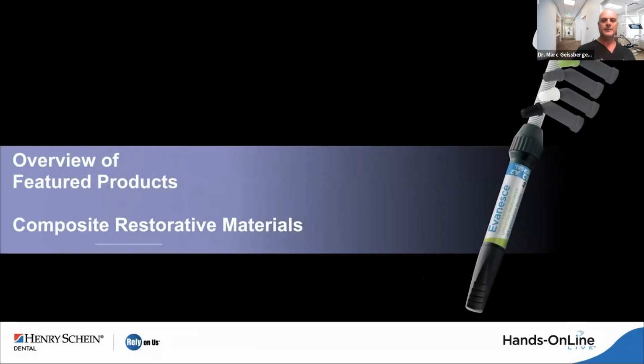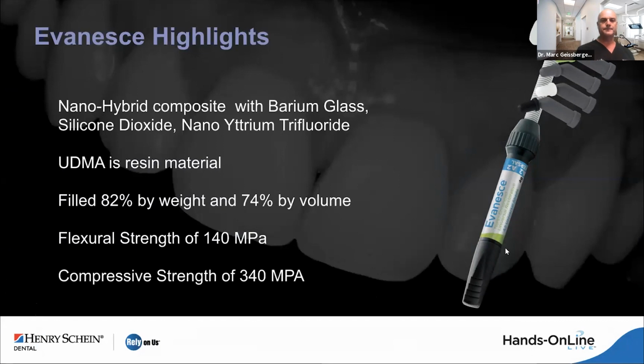Now, in addition to that, I'm going to use 2 composites tonight. One is a flowable, one is a conventional composite. And this product from Clinician's Choice is called Evanes. Evanes is a beautifully blending composite based on nanotechnology and barium glass with silicon dioxide particles. It's got yttrium trifluoride for opacity. It's got that proprietary monomer in it. It's filled 82%, which makes it a highly filled composite with a very high flexural strength and compressive strength.